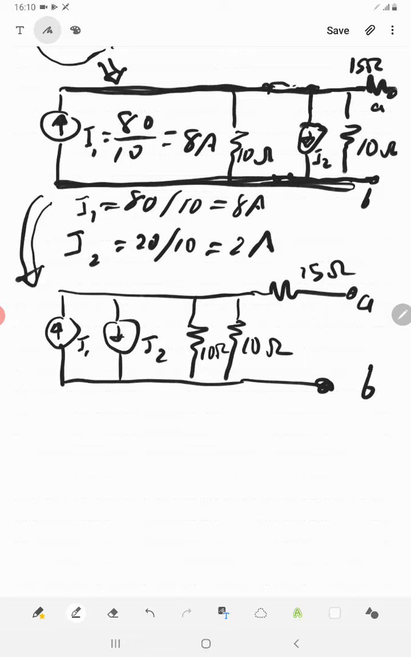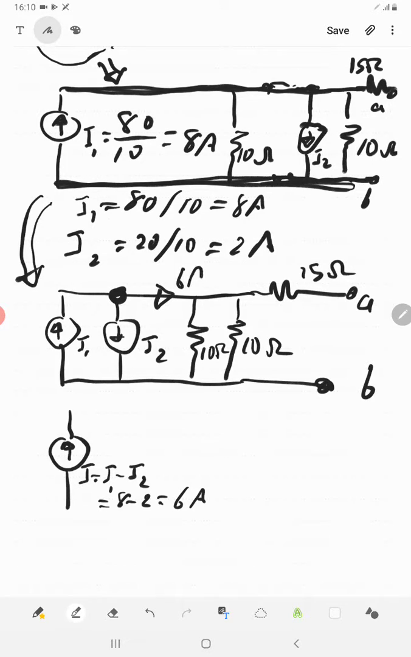Now, if we apply KCL to this node here, we can make it a single source. I equals I1 minus I2. So it is 8 minus 2 equals 6 amps. What we did, we applied KCL, so this current here is 6 amps. This one is 8 amps, and this one is 2 amps. So what goes there is 6 amps, so we can convert it to the 6 amps.